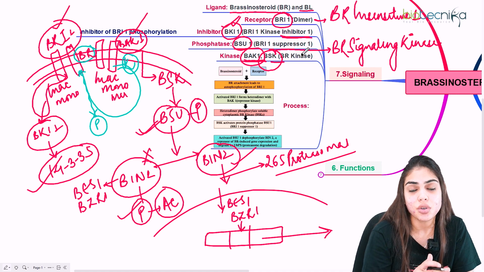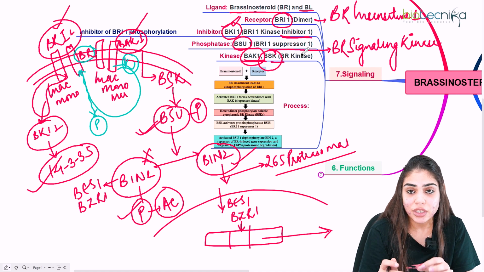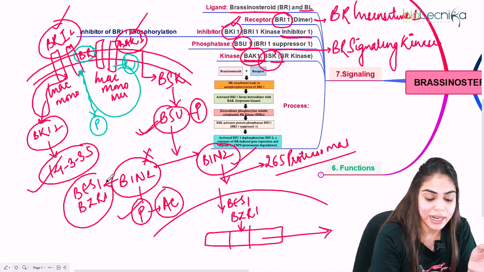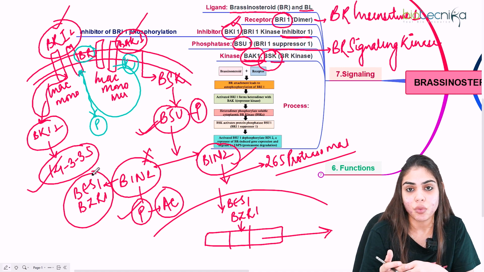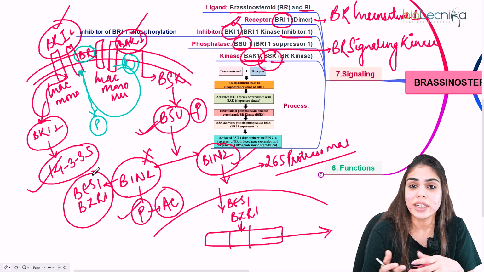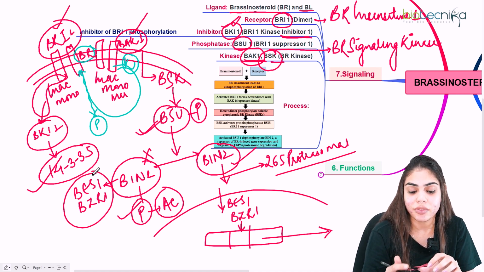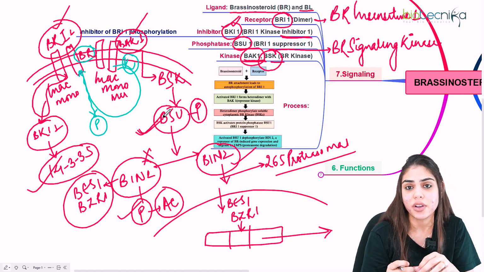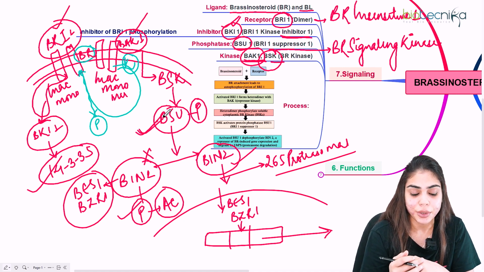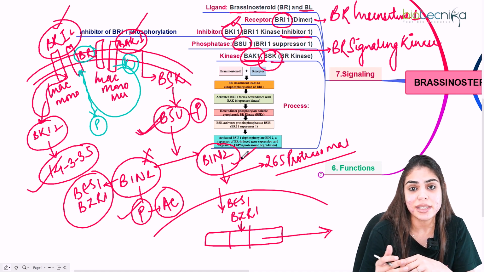Now BIN2, in its normal form when the signaling was off, was in its phosphorylated form, which was suppressing two transcription factors, that is BES1 and BZR1, so that they do not translocate inside the nucleus and do not activate any kind of signaling process. But now this BIN2 is a target of this phosphatase, that is BSU. What's the function of a phosphatase? It will always remove the phosphate group from the target, and the target here is BIN2. Now the phosphate group is released from BIN2, which means BIN2 is inactivated.